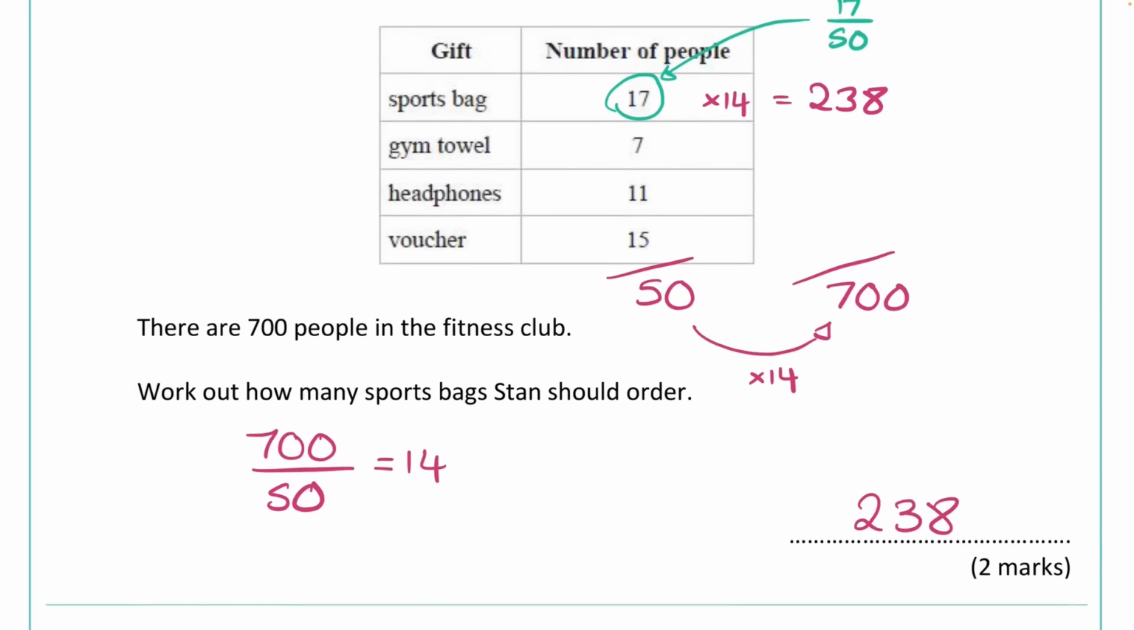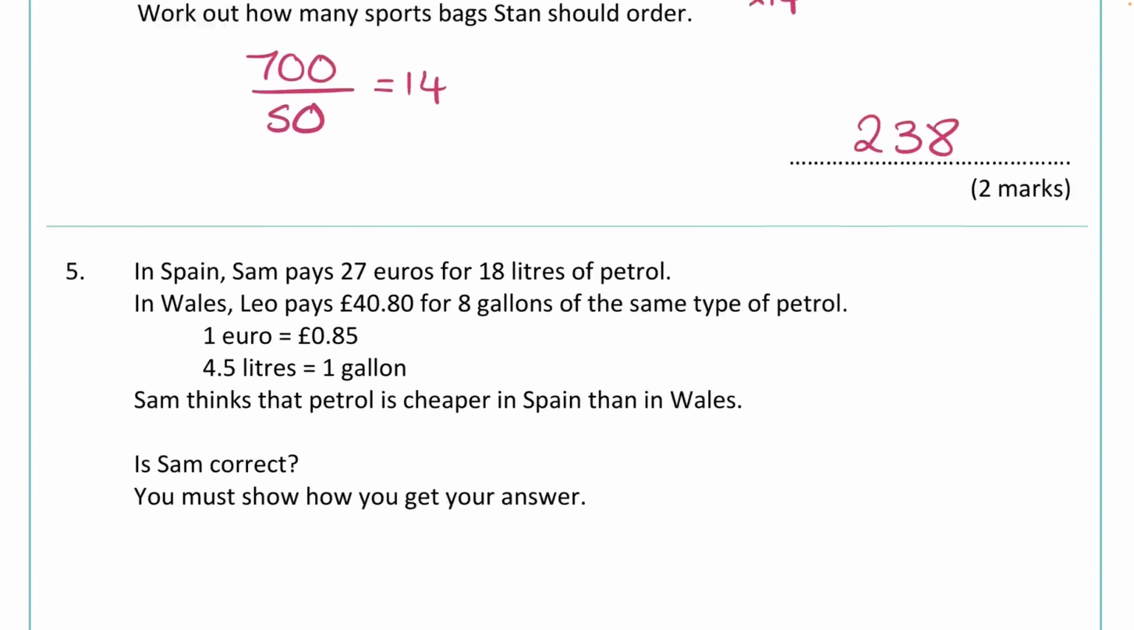Just remember, with these samples, we are assuming that the sample represents the rest of the population or the rest of the people in the sports club. And of course, if the sample does not represent the rest of the people, our answer could actually be bigger or smaller. But this question here was just asking us to work it out.